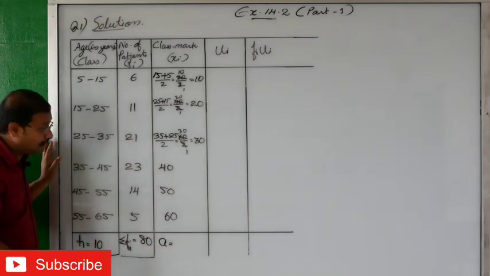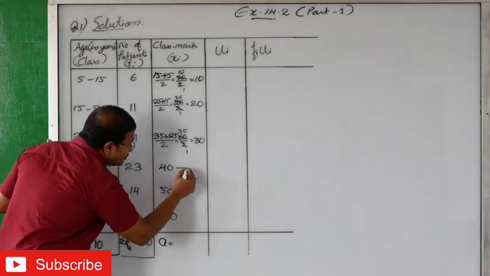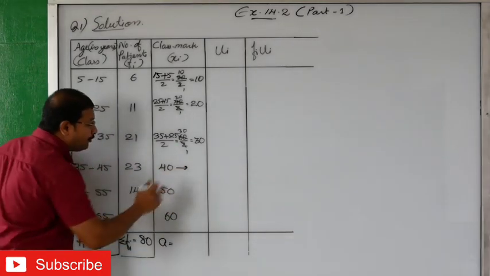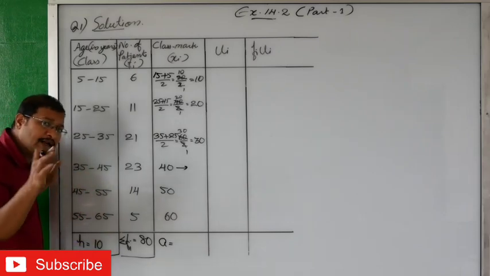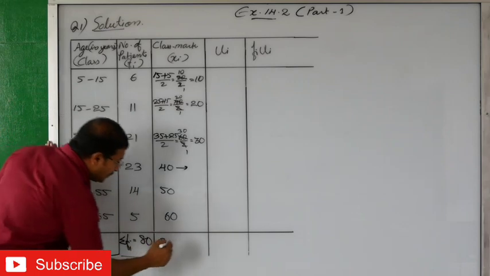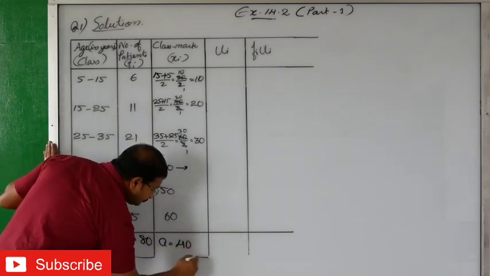Any of the terms you can take. Anyway, I am going to take A as 40. 30 or 40 you can take, I am just taking 40. That's up to you. Whichever number you want, you can take as the assumed mean A. Ready? So I am taking 40 as A.